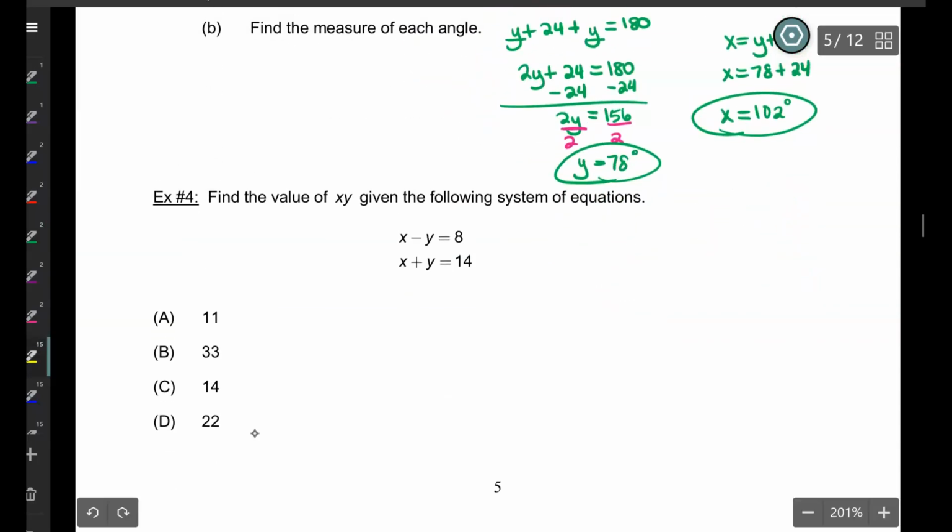Okay, we want to find the value of xy given the following system of equations. So that means we actually have to figure out what x and y are first and then multiply them together, right? That's what that means. First thing, I'm going to take the first equation and isolate x. So I'm going to add y to both sides. So I get x equals 8 plus y. I'm going to take that and substitute that into my second equation. So I have 8 plus y equals 14.